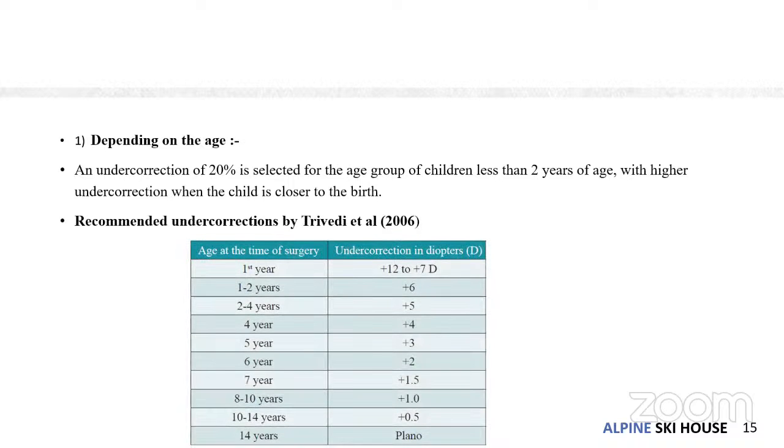It is Trivedi et al., 2006. In the first year, undercorrection is 12 to 7 diopter. In 1 to 2 years, it is around plus 6 diopter, at 7 years 1.5 diopter, and at 14 years it is plano. But it is not used nowadays.